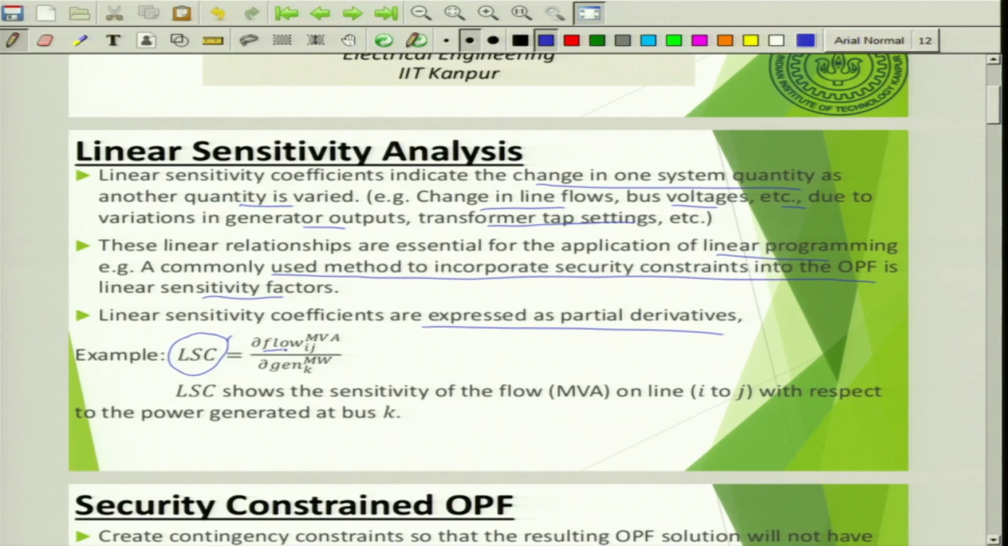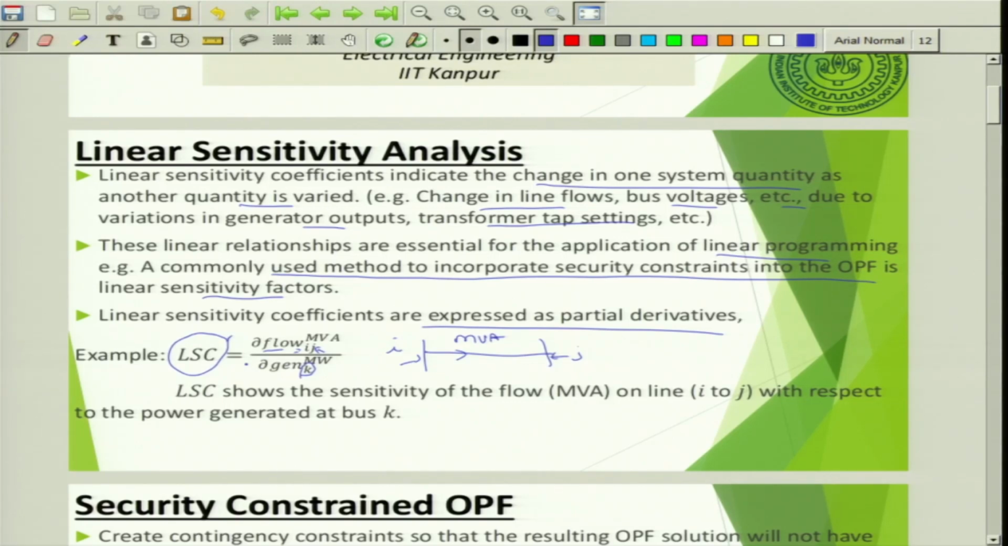Change in line flow between bus I and bus J, that means there is a line connected between bus I and bus J, and there is a flow which is expressed in terms of MVA, and there is some bus which has a generator, termed K. Now, if you change the generation output of this generator, how does it affect the flow of the line connected between buses I and J? So, this is what the linear sensitivity coefficient is.